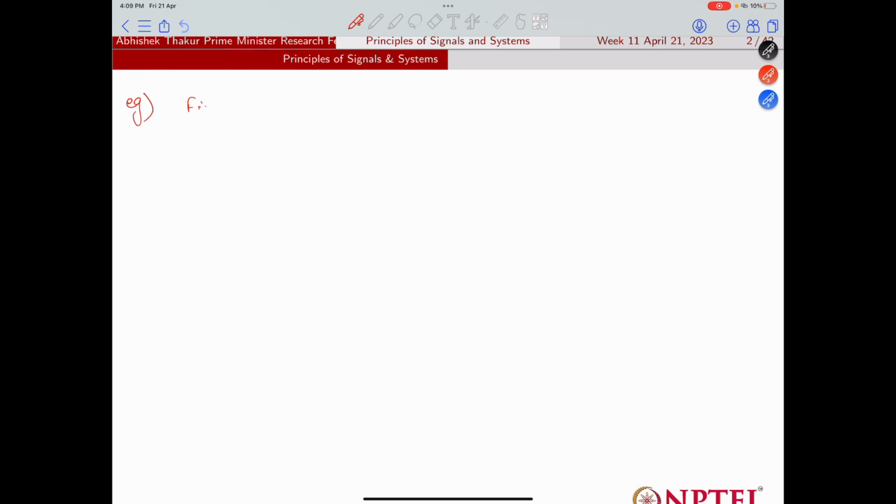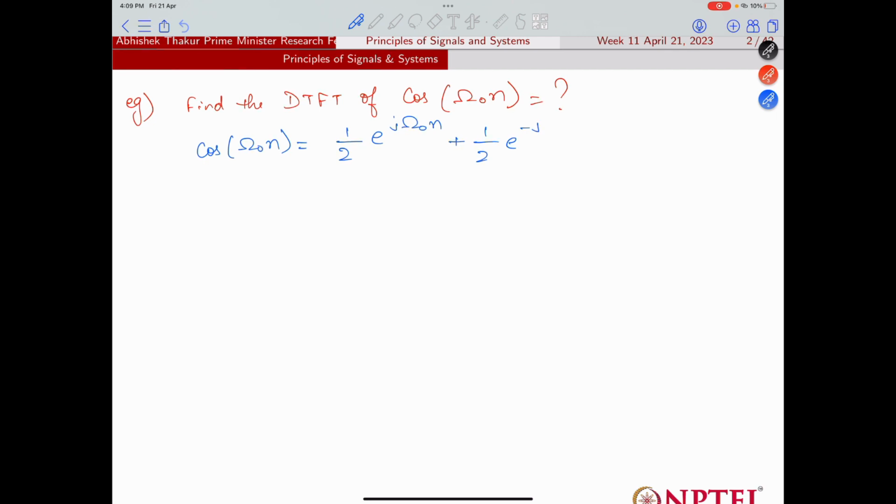So now we take one more example based on the cosine signal. Find the DTFT of cos of omega naught n. We have to find the DTFT of this term. We can write cos of omega naught n as half of e to the power of j omega naught n plus half of e to the power of minus j omega naught n. So we can write cos omega naught n like this.